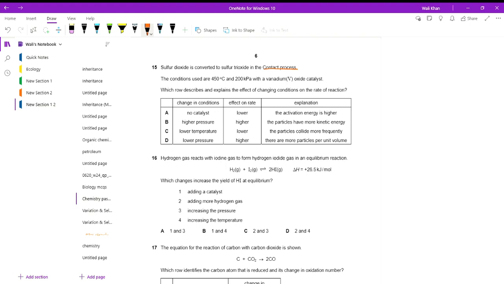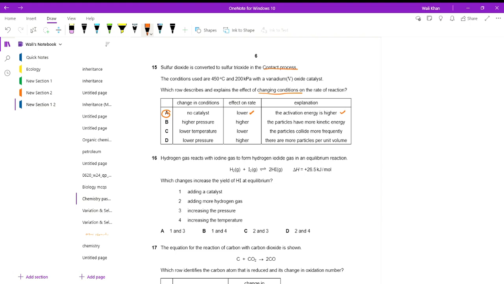Changing condition. So in changing condition, there is no catalyst. Effect on rate is also lower. The activation energy is higher. So the best suitable option is option A. The question: which row describes and explains the effect of changing conditions on the rate of reaction?